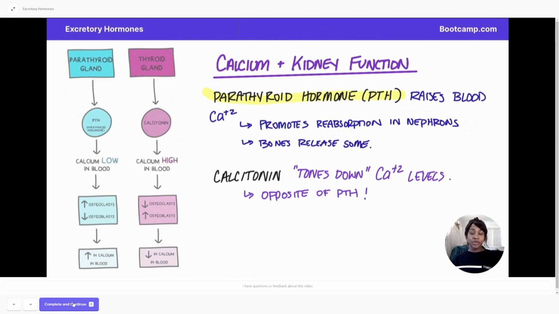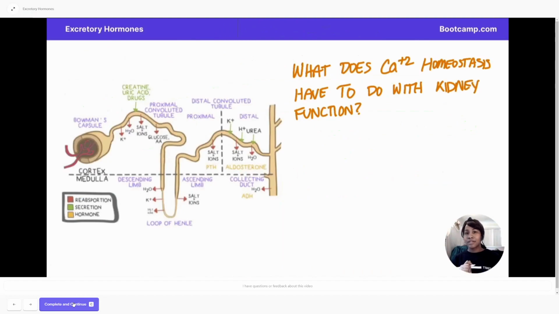Now, calcitonin is going to be the very opposite of parathyroid hormone. Calcitonin is going to tone down blood calcium levels. The way that calcitonin works is that it's just going to do the opposite of PTH. So if PTH is going to promote calcium reabsorption, calcitonin is going to promote calcium to leave the body. It's going to tell the nephrons to hold off on reabsorbing it. Same thing with the storage in the bones. If PTH is going to have calcium liberated from the bones, calcitonin is then going to cause calcium to be stored by the bones.